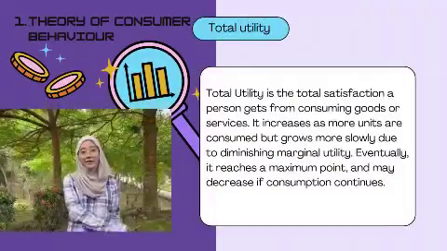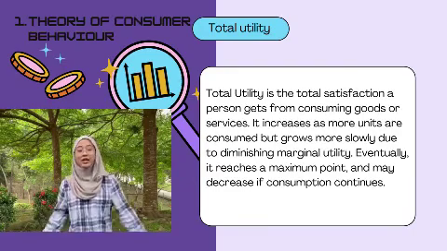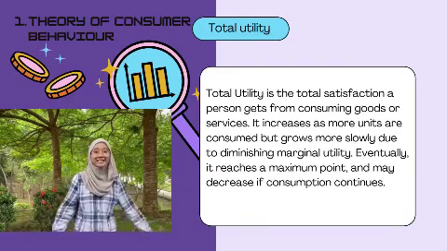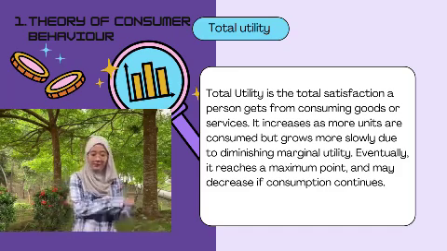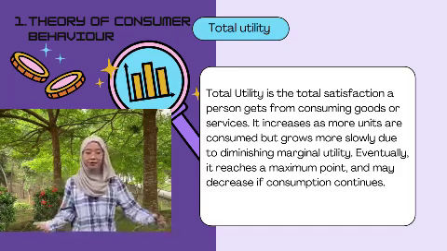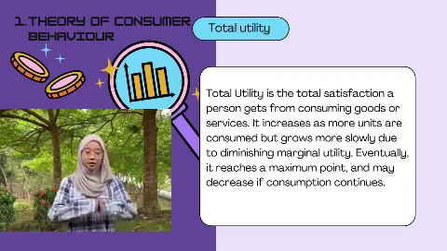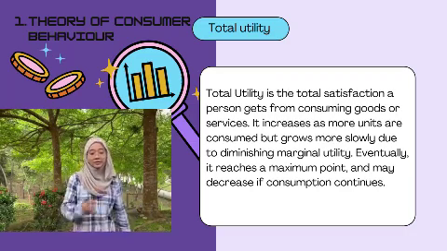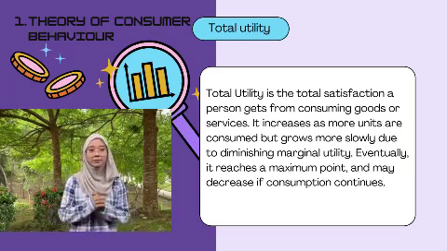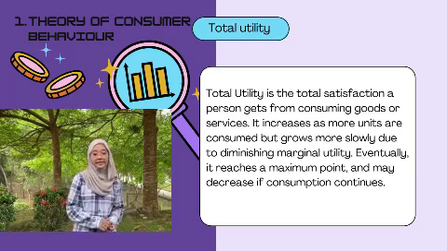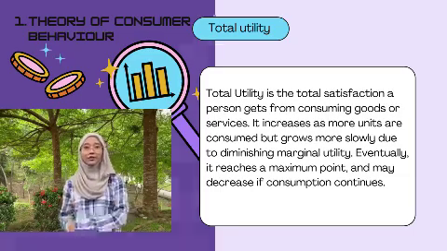Theory of consumer behavior. First, we have total utility. Total utility is the total satisfaction a person gets from consuming goods or services. It increases as more units are consumed, but grows more slowly due to diminishing marginal utility. Eventually, it reaches a maximum point and may decrease if consumption continues.